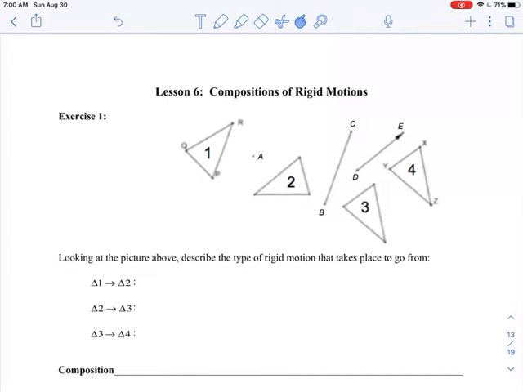So in exercise 1, I have triangle 1, 2, 3, and 4, and I want to figure out what rigid motion took place to go from the first one. I'm going to do triangle 1 to triangle 2. So from triangle 1 to triangle 2, did I reflect it? Did I rotate it or did I translate it? So that's the question. Now a reflection is a flip. So did I flip it over point A? No, because you could see that this triangle is turned.